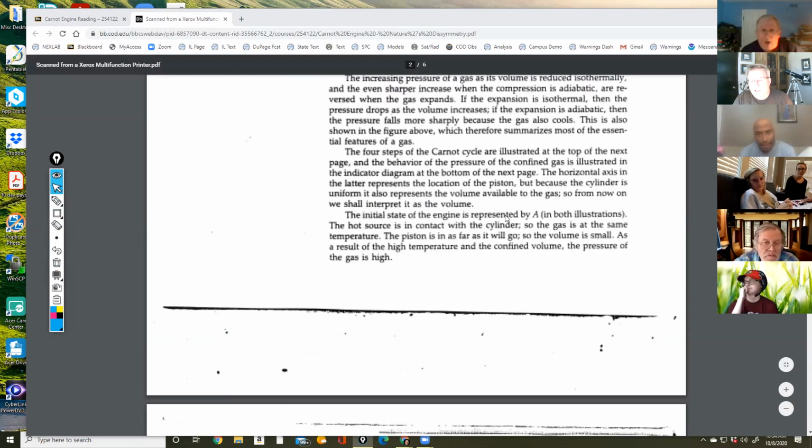The initial state of the engine is represented by A in both illustrations. The hot source is in contact with the cylinder. The piston is as far in as it will go, so the volume is small. So I push the piston all the way in.